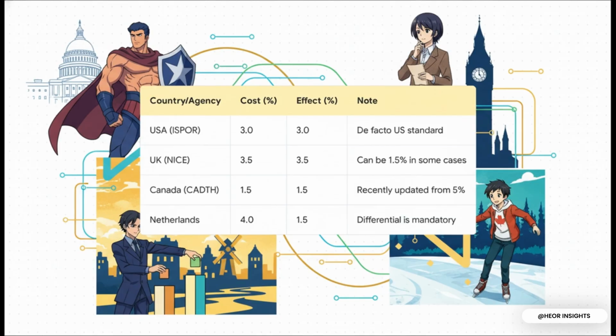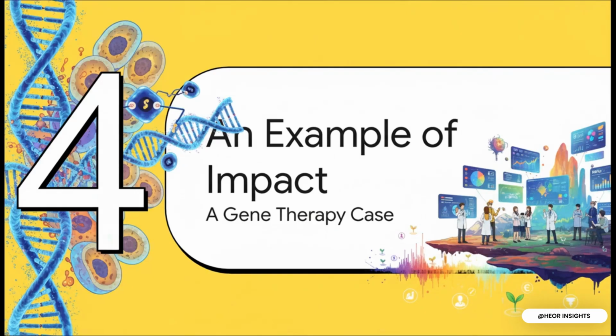For instance, ISPOR in the US and NICE in the UK recommend uniform rates. The Netherlands, however, mandates differential discounting. And notably, Canada recently lowered its uniform rate from 5% to 1.5%, a change with major implications for valuing long-term therapies. Adherence to these local guidelines is mandatory for all HTA submissions.